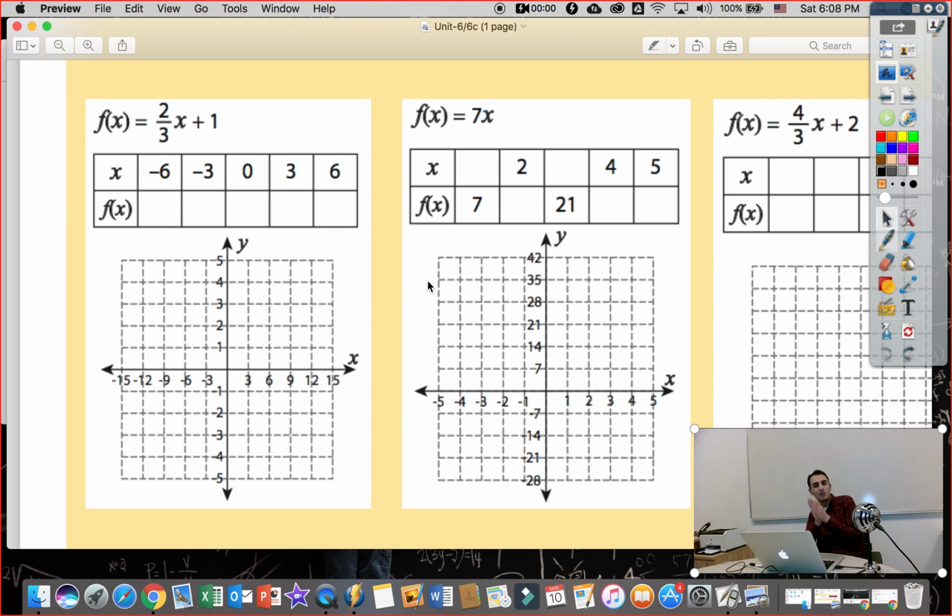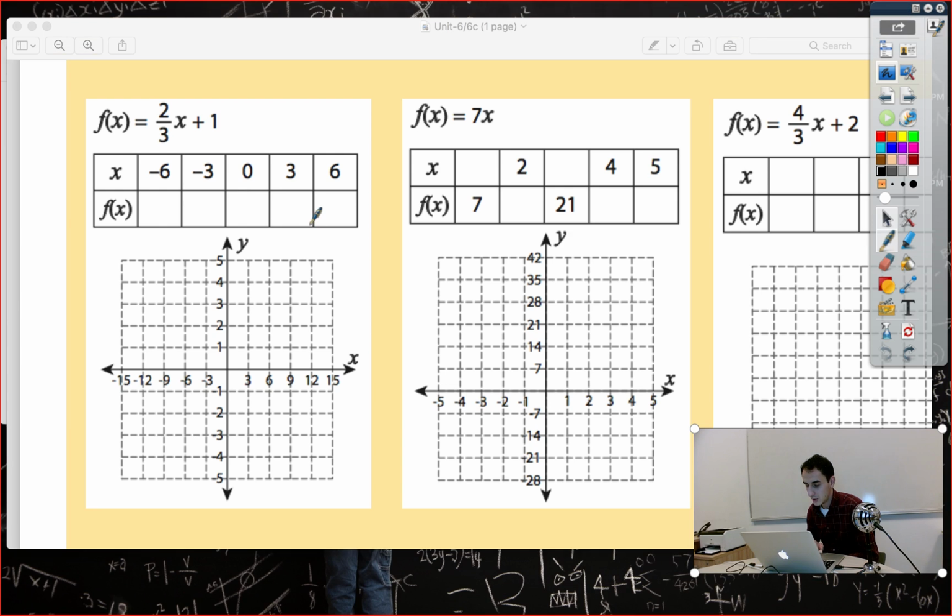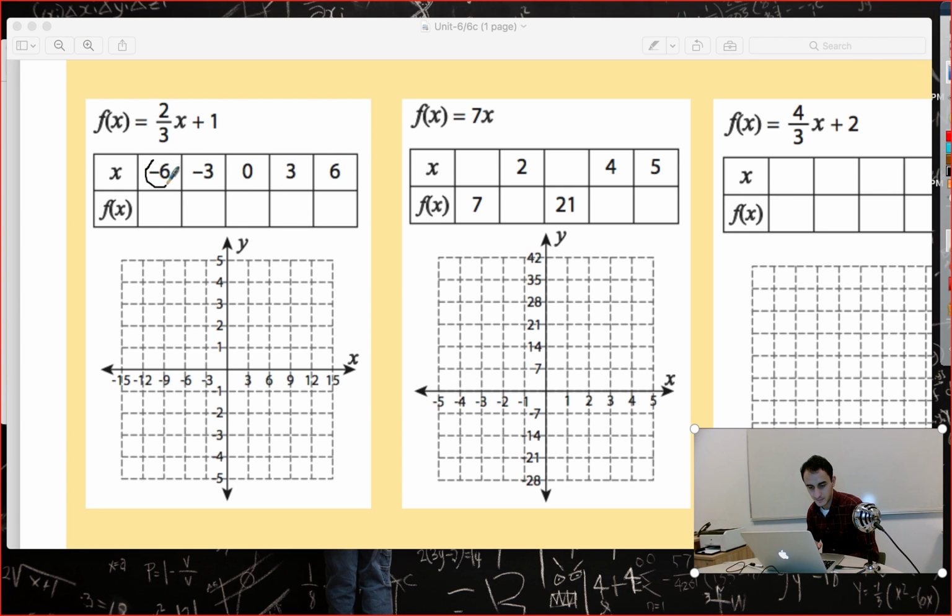The second step, complete the table. Our table is half completed. We have inputs. We just need to complete the outputs, and then the second step will be complete. Let's complete the second step. Now, we need to take the negative 6 here and put the negative 6 instead of x. See what happens when we do it. 2 over 3 multiplied by negative 6.